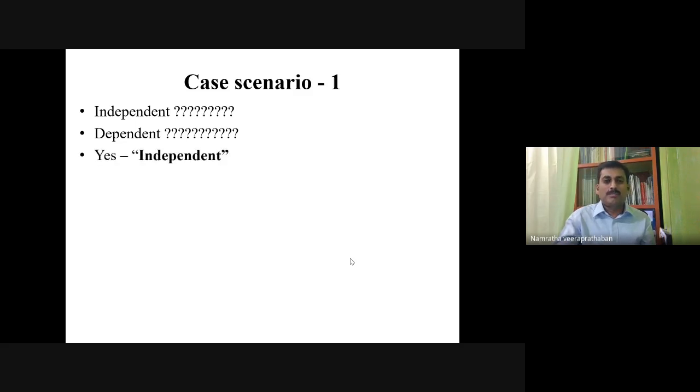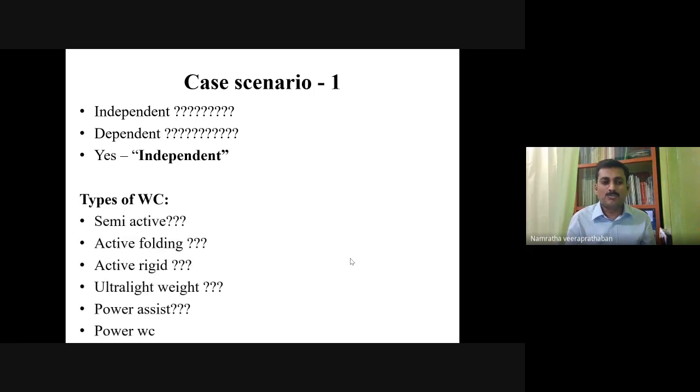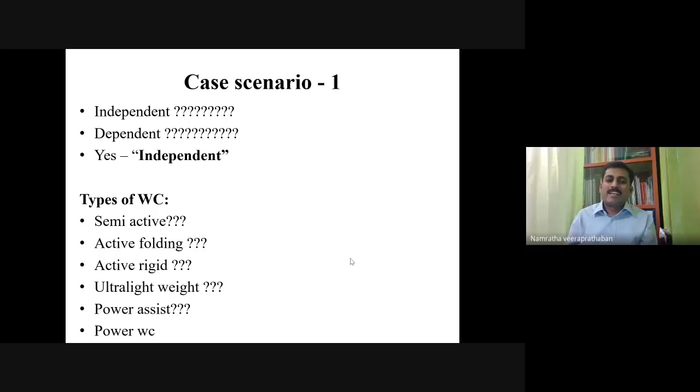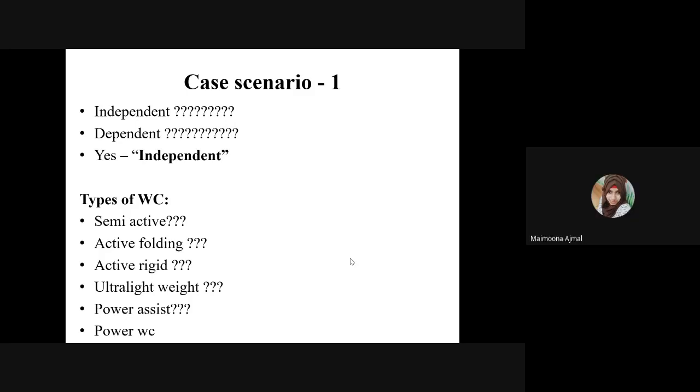Yes, he is going to be independent. If you say independent, we have types of wheelchair: semi-active, active folding, active rigid, ultralight, power assist, power wheelchair. We have 6 types of wheelchair. Now, which one are we going to choose for him? Any answers? If you give an answer, you have to justify. Active folding. Okay, I will give you information.